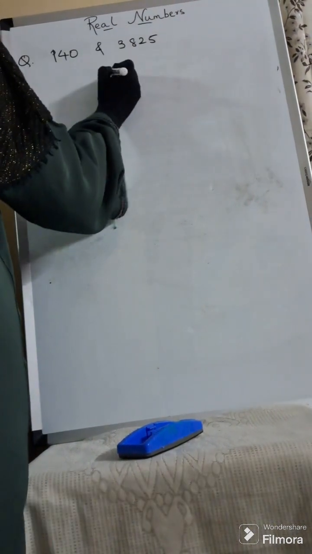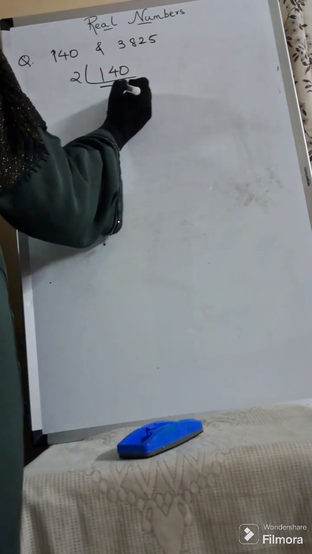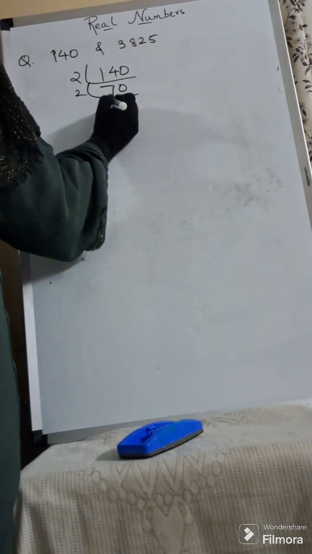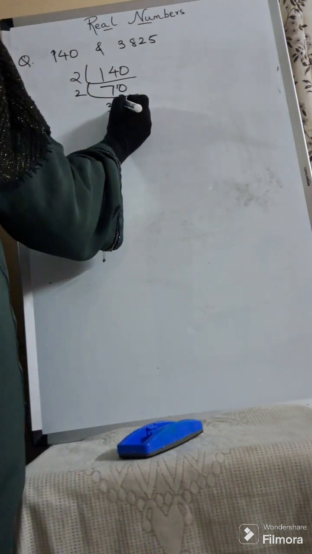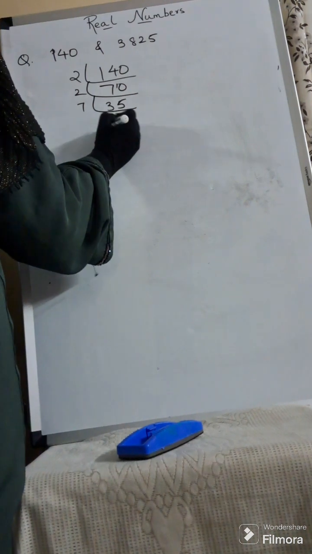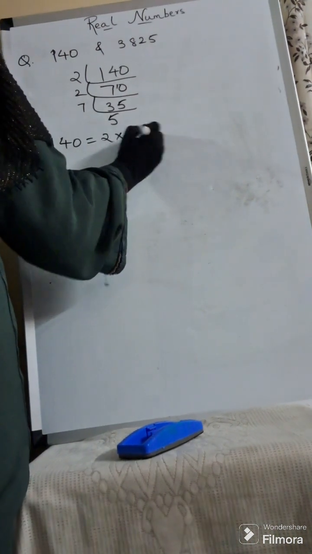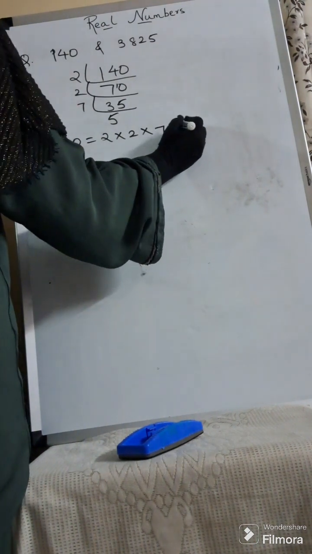So for this, first we'll take the LCM of 140. 2 7s are 14, 2 3s are 6, right? 2 5s are 10. Again 7 5s are 35. So 140 can be written as 2 into 2 into 7 into 5.